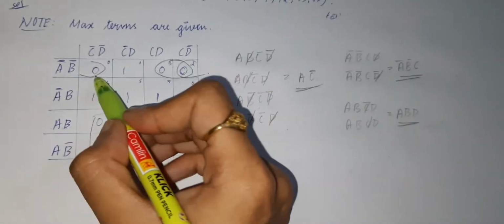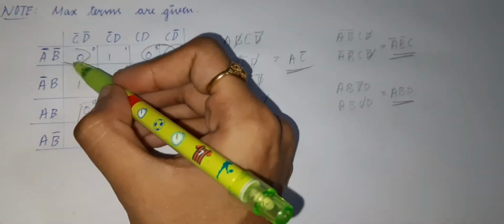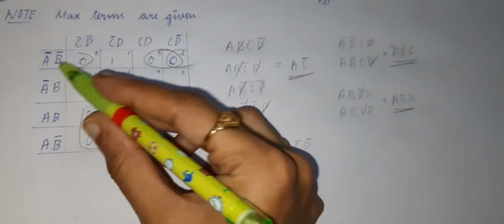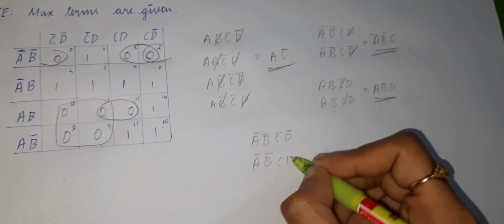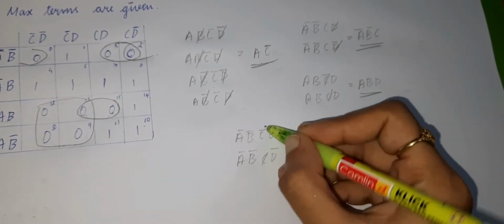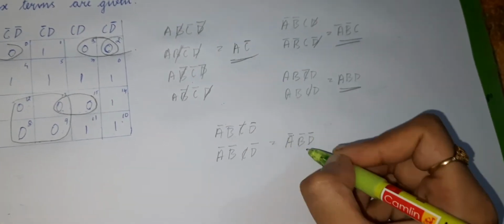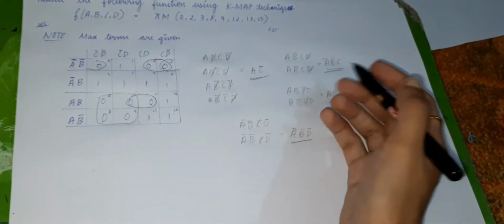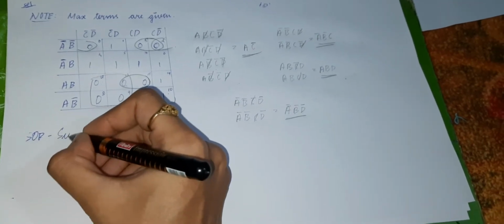And now the final one, this pair, it is represented as A bar, B bar, C bar, D bar, and this 0 A bar, B bar, C, D bar, and cancel this one, A bar, B bar, D bar. Now write down the obtained answer in the form of SOP. SOP, that is sum of products.